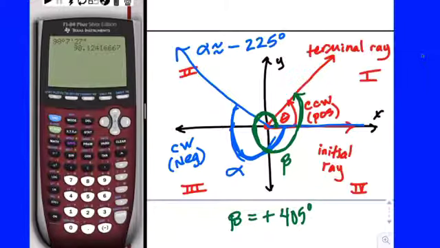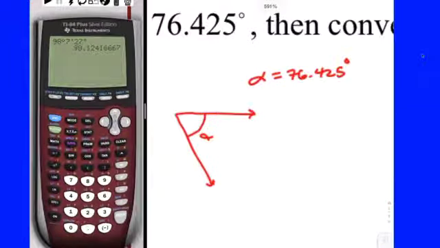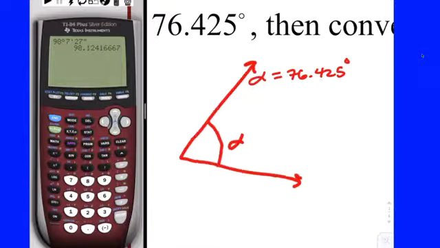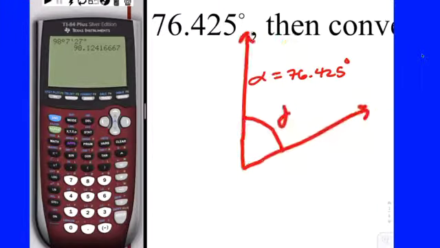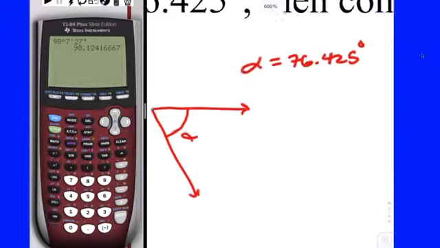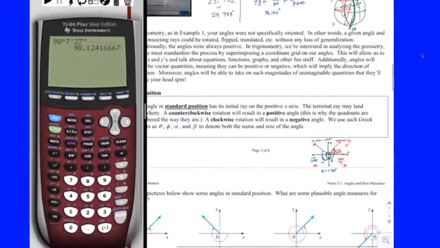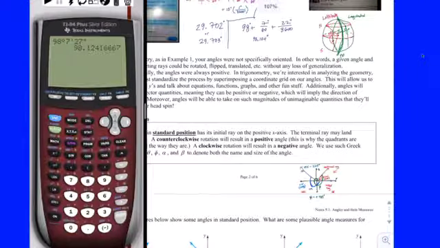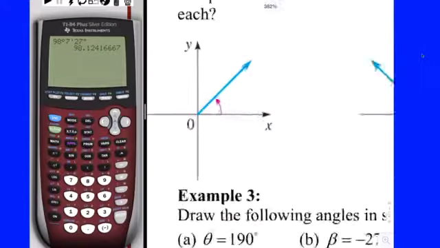Okay. Everyone okay with that? So now this is in standard position. No longer are we just going to draw angles like we did on example one, where it could just be anywhere, right? That angle, as long as the rotational measure between the rays is the same, it's the same angle. That's not the case anymore, okay? A degree of 76.425 would terminate in quadrant one. Okay. So let's look at some of these angles here.